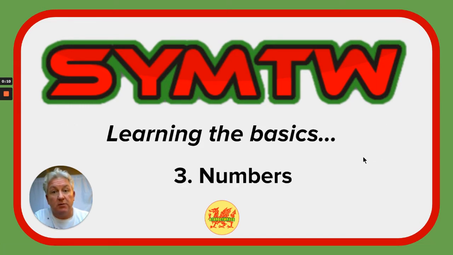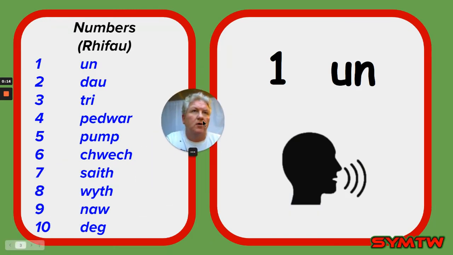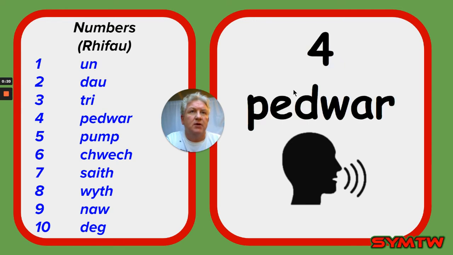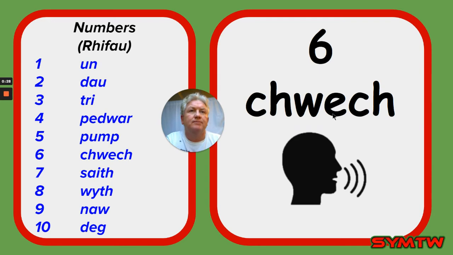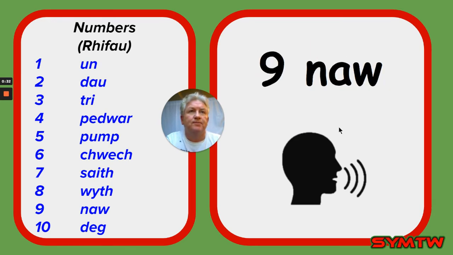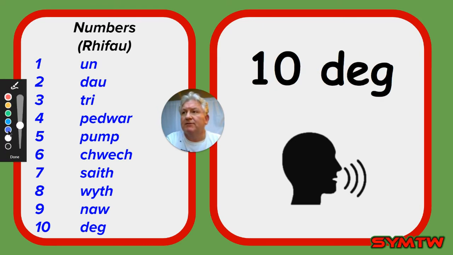Today we're looking at numbers. Here they are. Okay, if we look up here, we've got un, dau, tri, pedwar, pimp, not pump, pimp, chwech, saith, wyth, naw, deg. Okay, let's have a look at these.